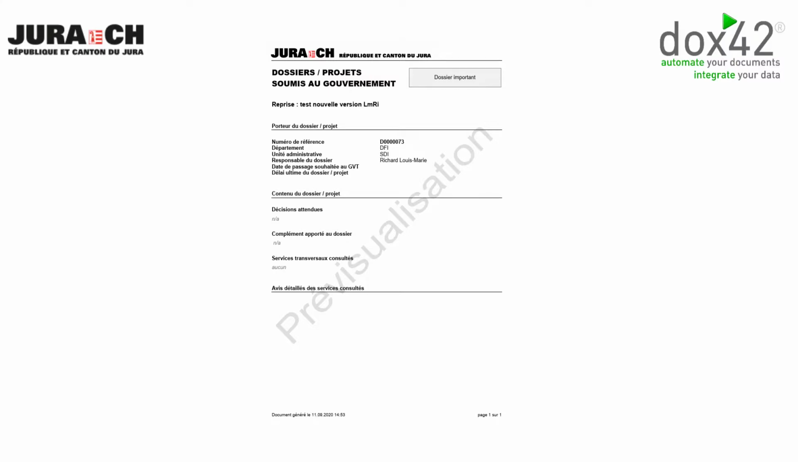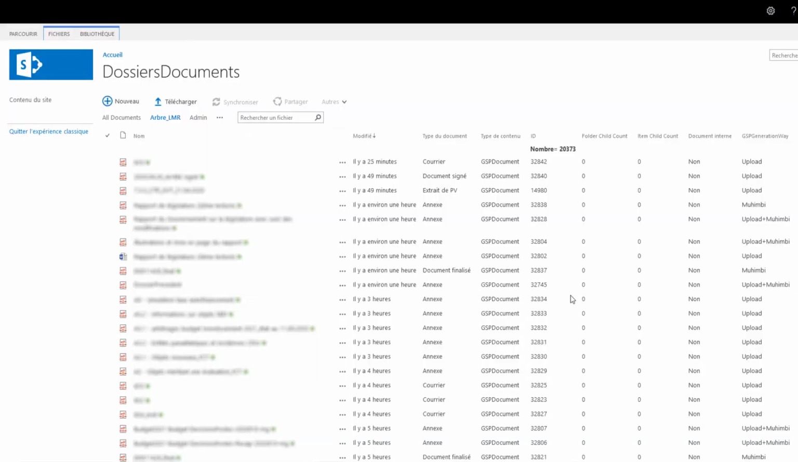We have carried out several projects for 2 years with dox42. The first project was related to the standardization of the formatting of files presented to the government, mainly based on the SharePoint data source and SharePoint action functionalities. This way, we can put the documents directly into our SharePoint. Other projects have used the same technical components.